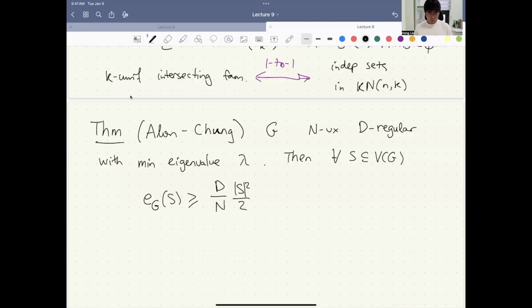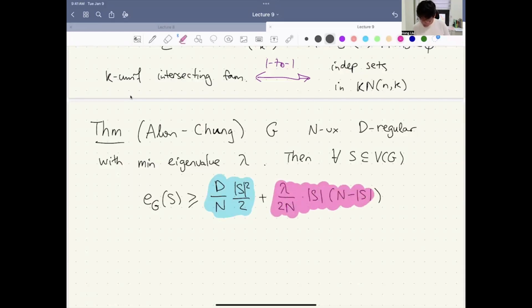Plus lambda over 2n times S times n minus S. Let me give some comments about this bound. The formula looks a little bit complicated, but all we need to care about is this term. I claim that when lambda is small, the second term is an error term. So this is the main term.